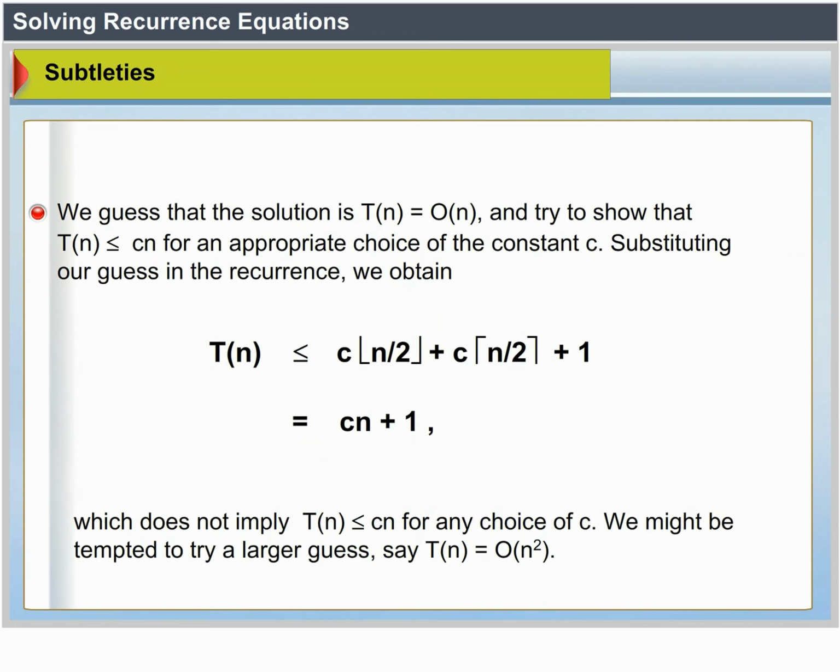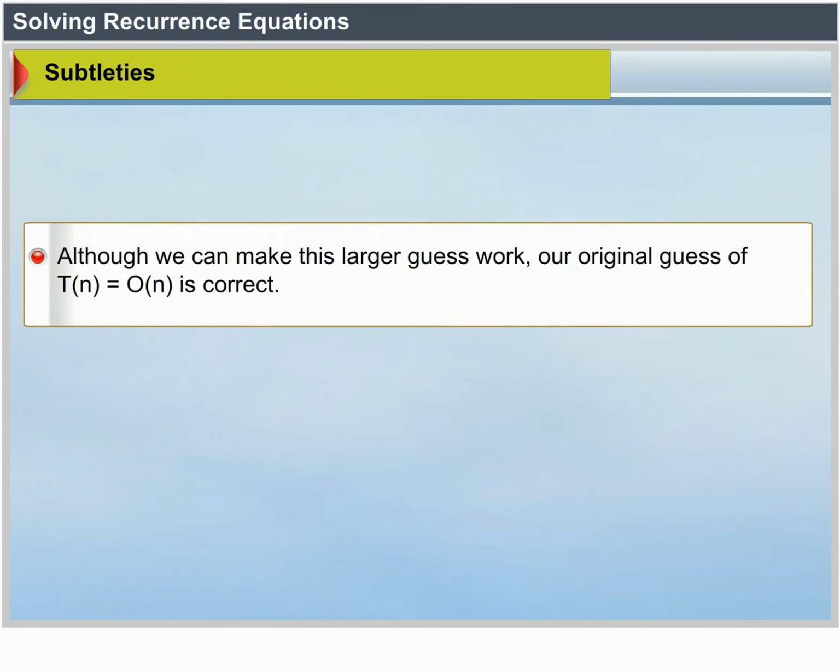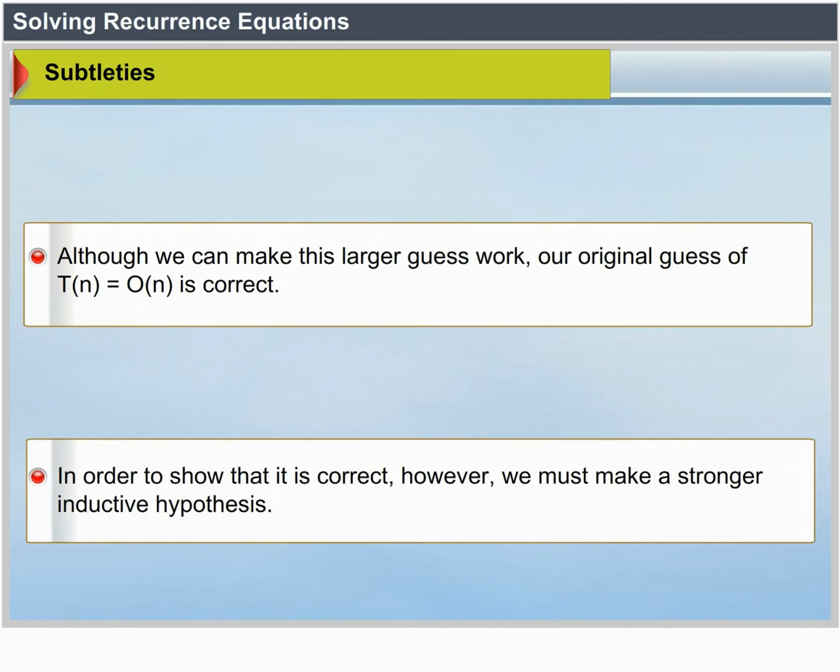We might be tempted to try a larger guess, say T of n equals big O of n squared. Although we can make this larger guess work, our original guess of T of n equals big O of n is correct. In order to show that it is correct, however, we must make a stronger inductive hypothesis.